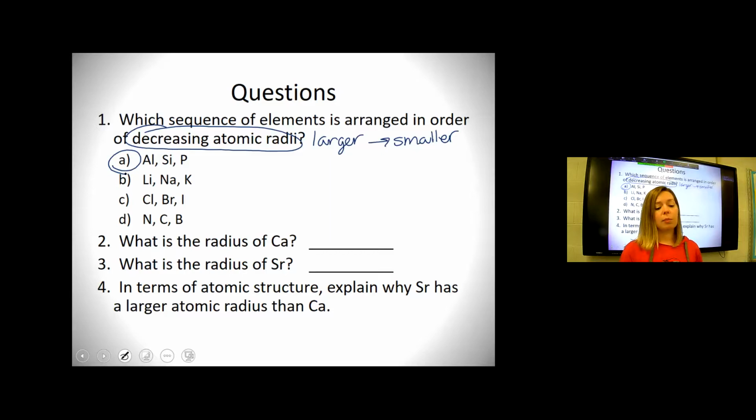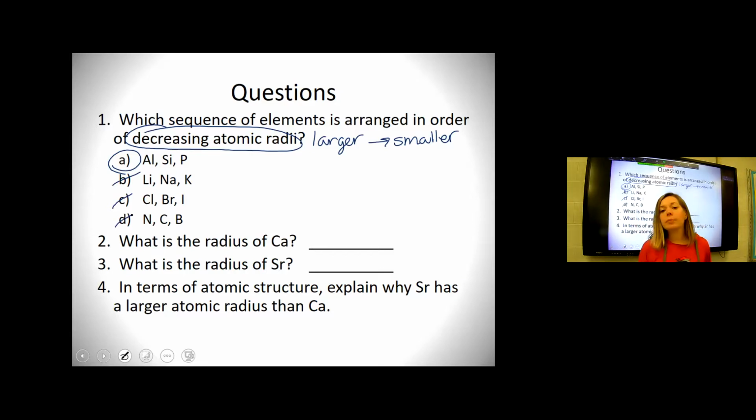So lithium, sodium, potassium would all be getting bigger because they're gaining electron shells. So potassium would be the largest. Same thing with choice C, chlorine. Bromine would be bigger than chlorine. Iodine would be bigger than both of them. So that's not correct. And D is also not going to work because boron would be the largest of those 3.